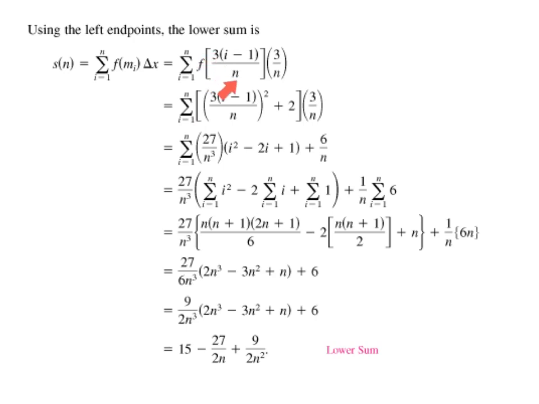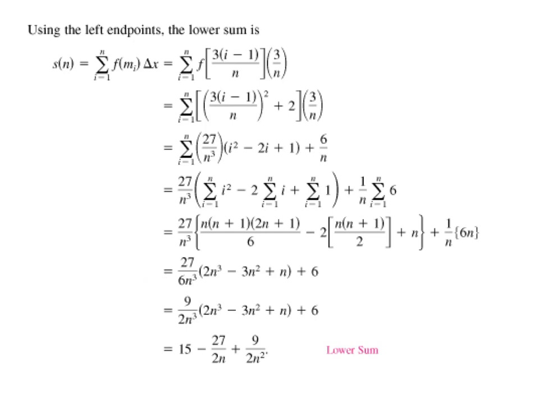Left-hand sums, that's 3 over n times i minus 1. And when I do my sums, I put in my formula for f and I simplify and I use my summation formulas. And that's all algebra. I want you to hit pause. Make sure that you can follow the steps, the algebraic steps, all the way down here.